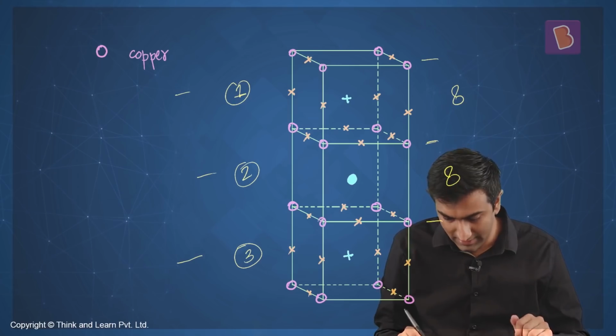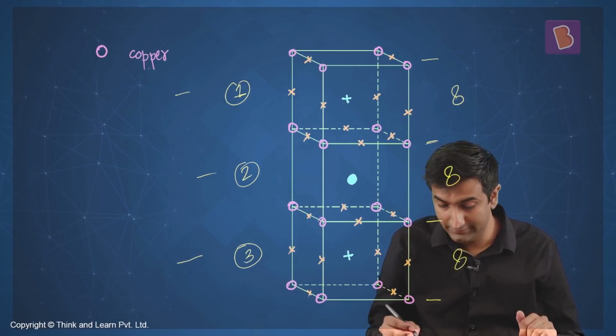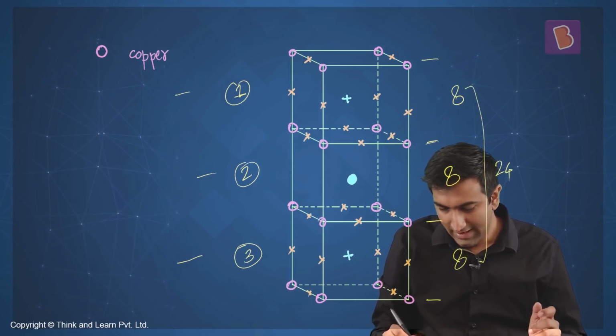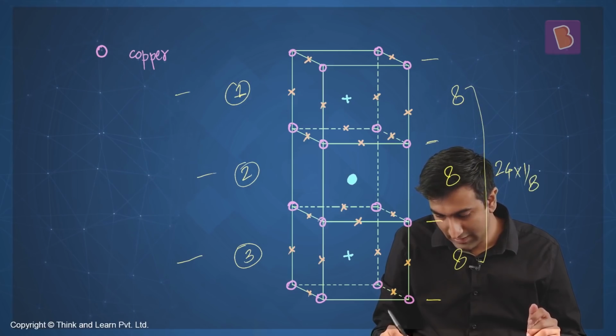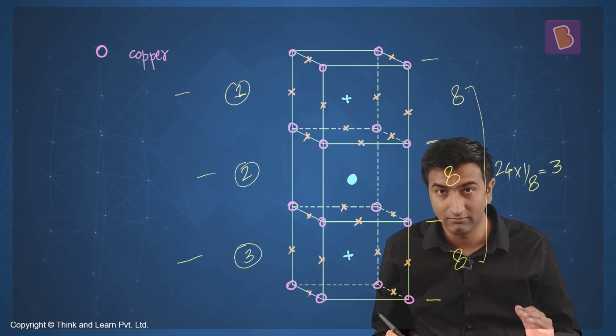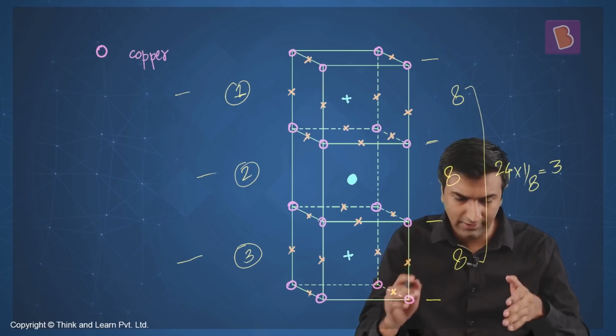Let's do it this way. And then again, third block, there you go, 8 again. This makes life a lot easier because now totally I have 24, 8 into 3, that's right, 24. And the contributions are 1/8 each. So I have 3 copper atoms. I'm sure this is correct, okay? Because of the number of times I've solved a single cell idea and I know that there's 1/8 contribution.